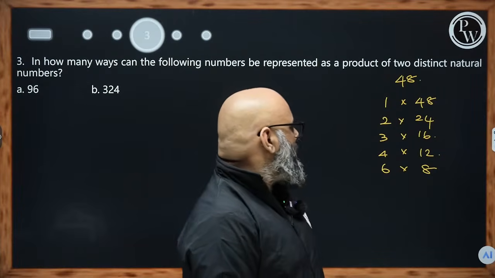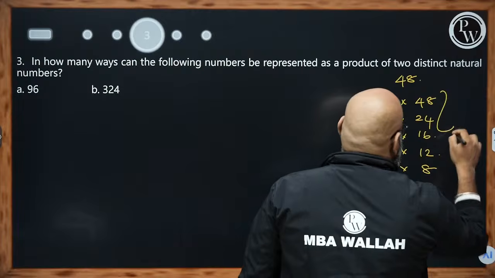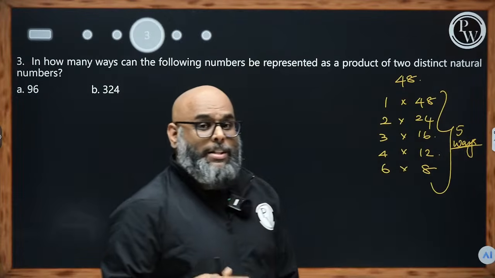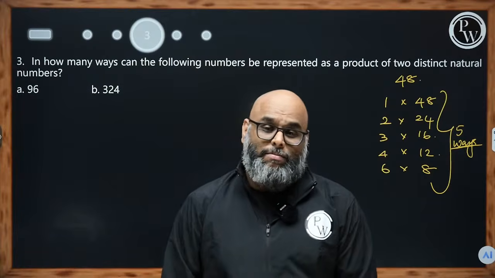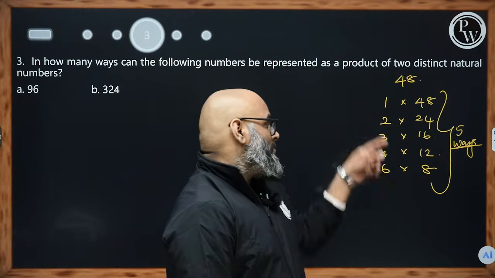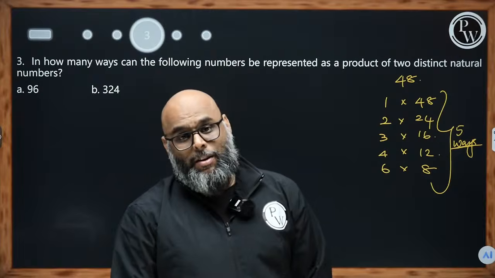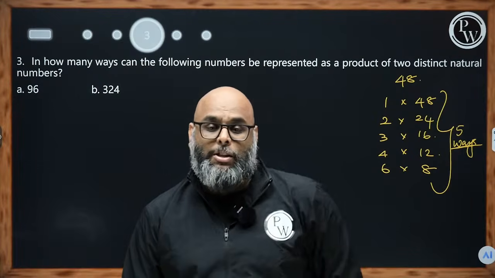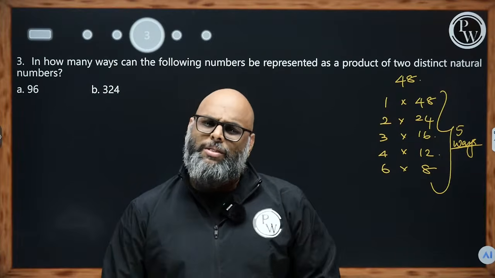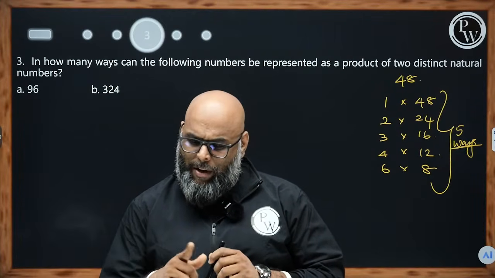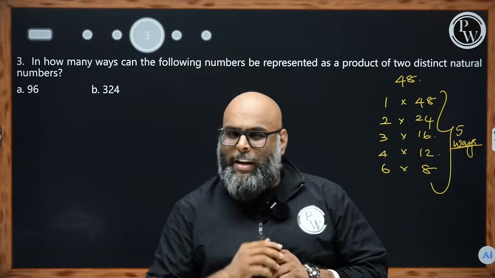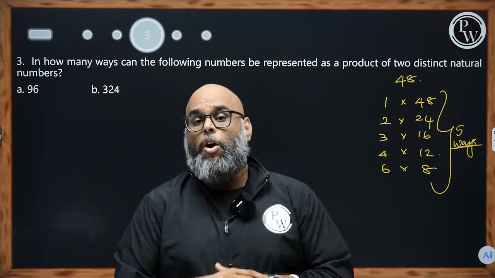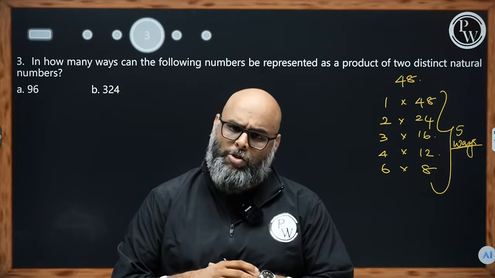I'm looking at this and I'm noticing that there are only 5 ways. And then comes my question, why are there only 5 ways? And then I realized there were only 10 factors. Since it has only 10 factors, I can write it in only 5 combinations, pairs of two distinct natural numbers, right? So maybe this is taking me somewhere. Maybe it is telling me, if you know the number of factors for the number, you can tell in how many ways it can be written as a product of two distinct natural numbers, right?